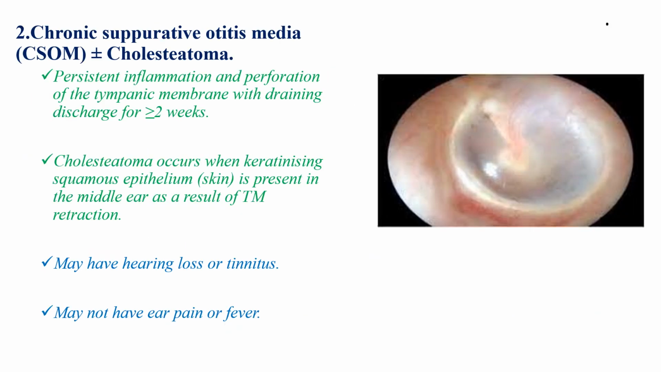The other differential for middle ear infection is chronic suppurative otitis media with or without cholesteatoma. We say chronic suppurative otitis media if there is persistent inflammation and perforation of the tympanic membrane with draining discharge for more than 2 weeks. Cholesteatoma occurs when keratinizing squamous epithelium is present in the middle ear as a result of tympanic membrane retraction. They might have hearing loss or tinnitus and they may not have ear pain or fever.